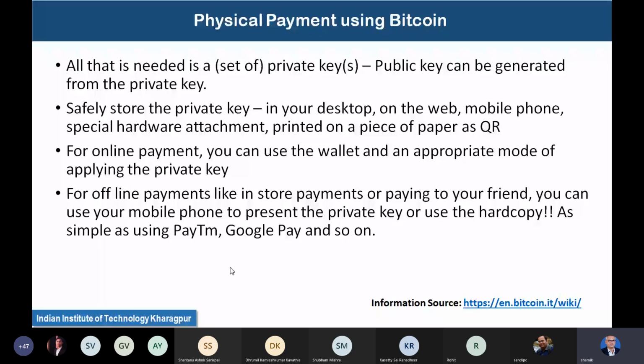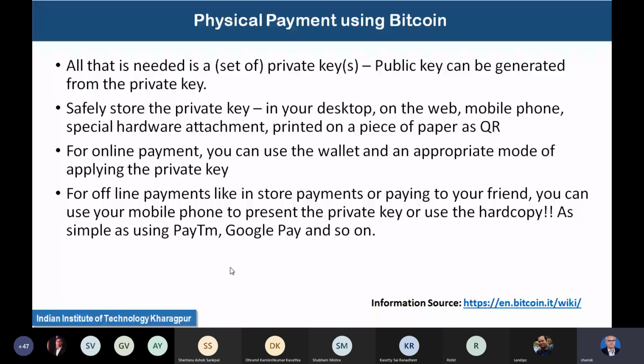Okay, and all that you need is this set of private key, public key pairs. So it is important that you store the private key somewhere. And how do you store it? It should be safely stored. It could be on your desktop. It could be somewhere on the web. It is maybe part of your wallet that you have installed as part of the Bitcoin software. You could also have it in your mobile phone.